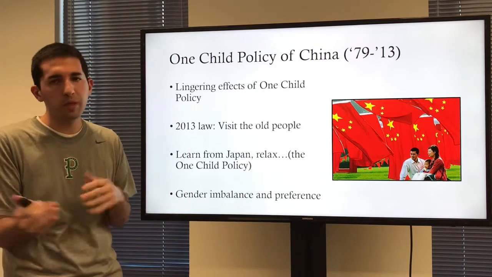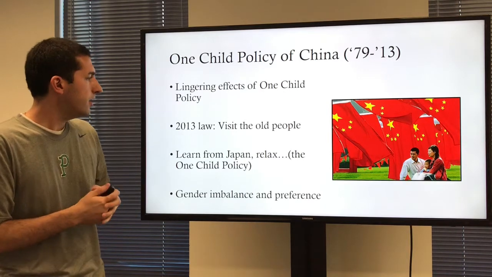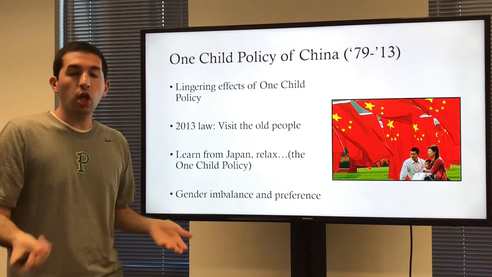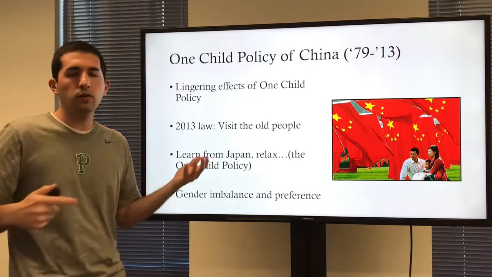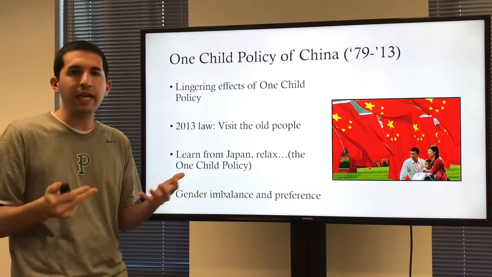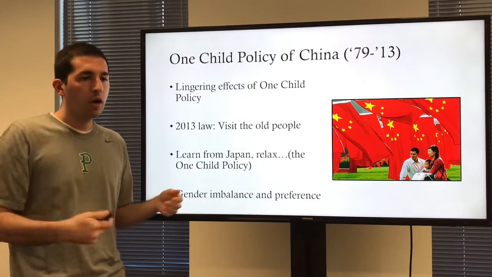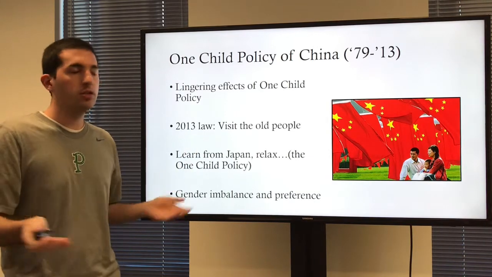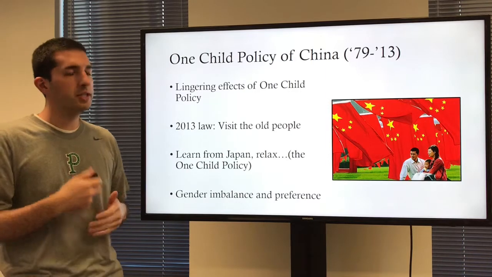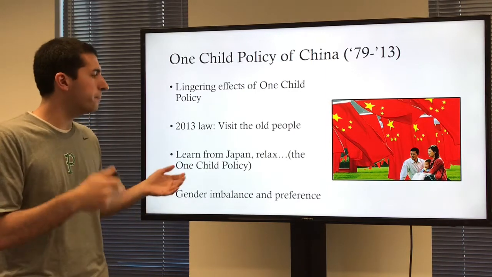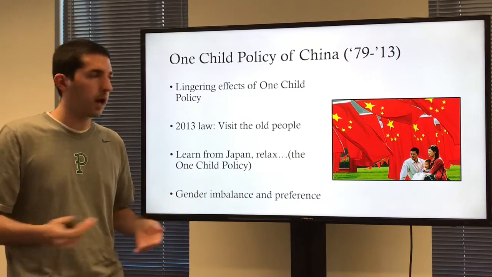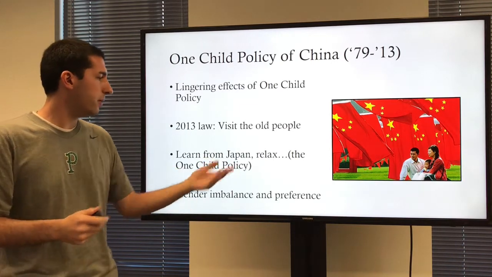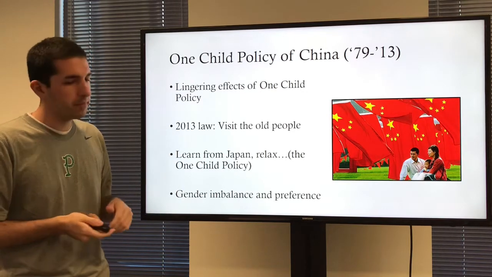The 2013 law was to visit the old people. I include that because I think it's interesting that they put that in place. But again, it's because the family is not large anymore. This idea of aunts, uncles, cousins, brothers, sisters is really not a thing to a large extent anymore because of one child per family; large families simply do not exist. In 2013, this is relaxed. In 2015, even further, it's now essentially a two-child policy where you can have more children. And there was a learning from Japan, relaxing this one-child policy, from their neighbors.